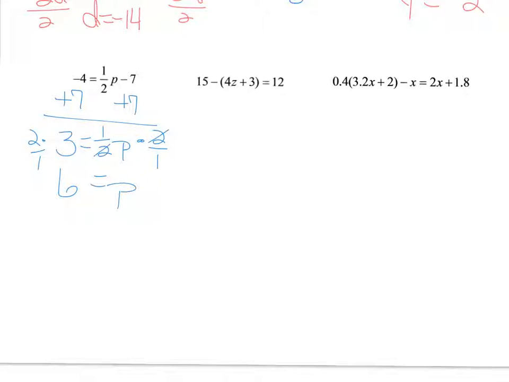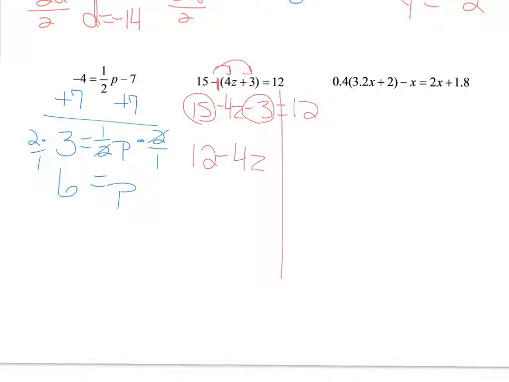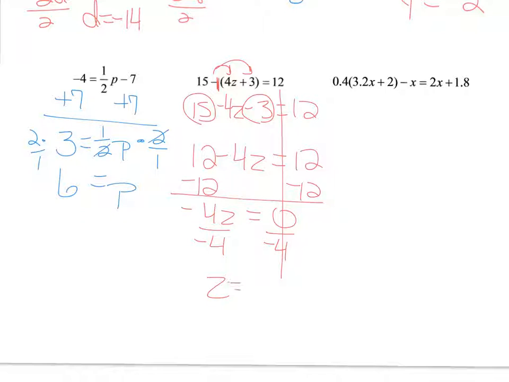Next one. Be careful here. When you've got a minus outside parentheses, that means there's a negative 1 there. So we're going to bring down the 15. We're distributing a negative 1. So we get negative 4z. Negative 1 times 3 is negative 3 equals 12. Remember, here's your equal sign. So the 15 minus 3, that's on the same side, so we're going to combine those. 12 minus 4z equals 12. Two-step equation. Negative 4z equals 0. Divide both sides by negative 4, and 0 divided by anything is 0. So that goes in the solution equal to 0.